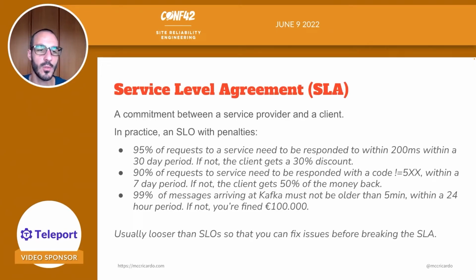So here are examples of what an SLA can be. I can say that 99% of requests to a service need to be responded to within 200 milliseconds within a 30-day period. If that doesn't happen, so if the SLA is not met, the client will get a 30% discount. Same way, we can say that 90% of requests to a service must be responded with a code different from 500 within a 7-day period. If not, the client can get 50% of its money back. And last but not least, we can say that 99% of messages arriving at the Kafka cluster must not be older than 5 minutes within a 24-hour period. If not, we can be fined 100,000 euros.